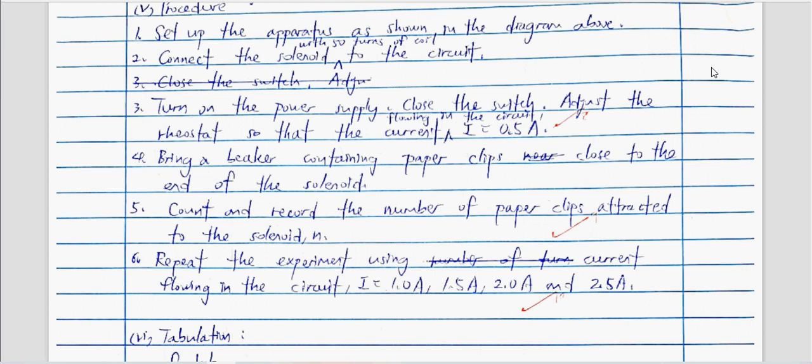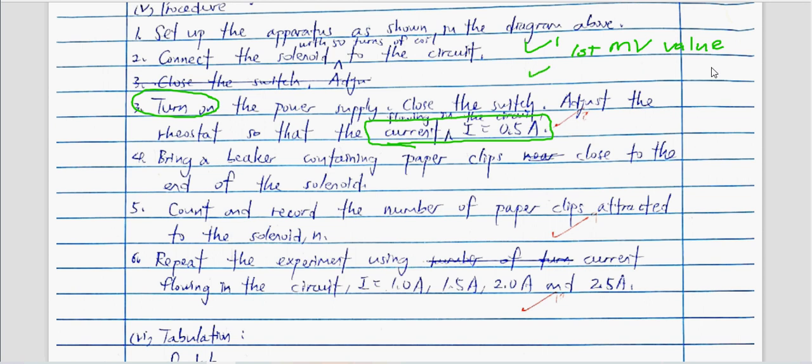Now the one that we give marks for will be, first, the manipulated variable value. This will be the first mark. Here. Okay, don't forget this. Power supply turn on, the switch is turned on. Then adjust the rheostat so that the current is 0.5. This is the first manipulated variable value. Make sure there is a unit. So this is the first mark.